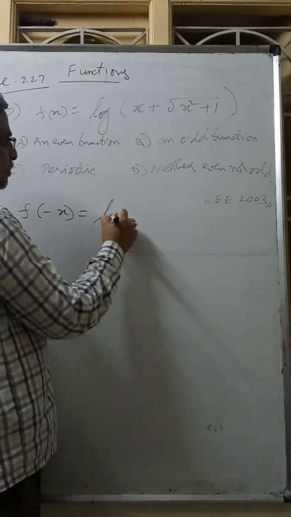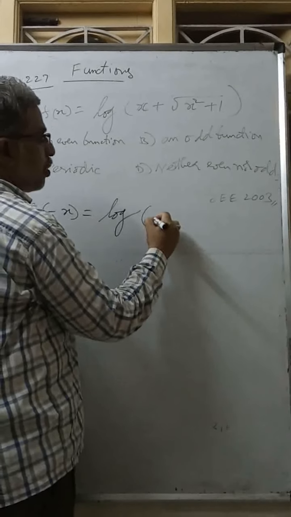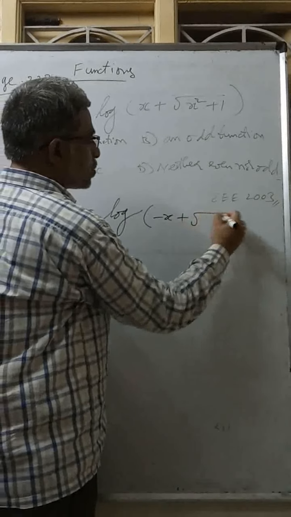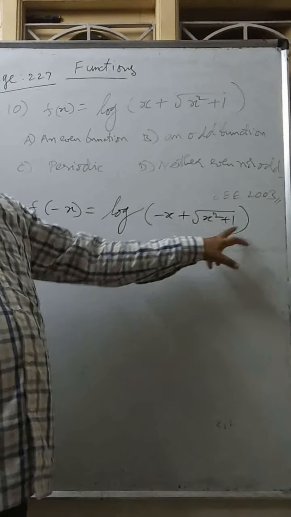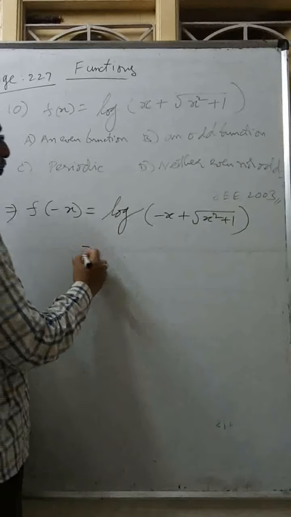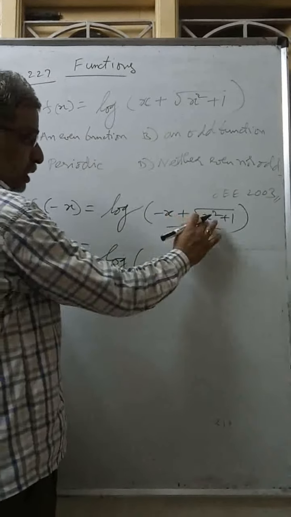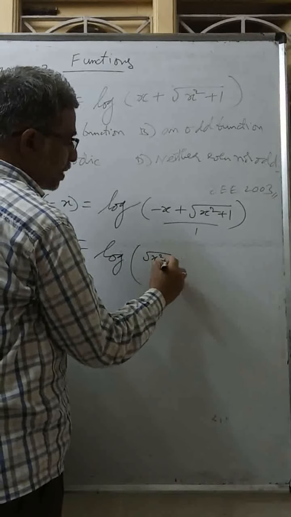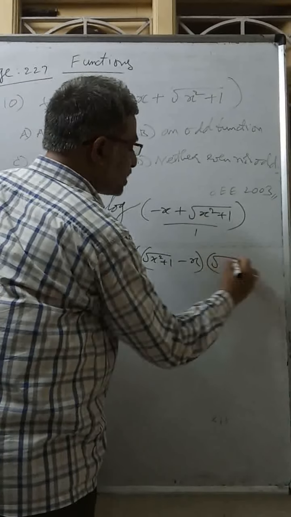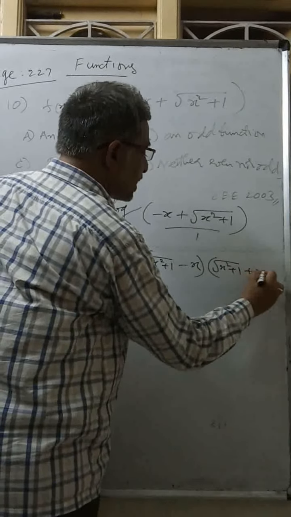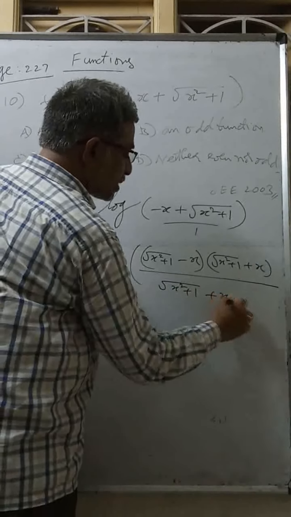f of minus x means wherever x is there, I am substituting minus x. So log of minus x plus root of x square plus 1. This is what I am having. Minus x whole square plus x square only, that's why I wrote x square plus 1. Now if we go for rationalizing this, because root is there, I am rationalizing. So root of x square plus 1 minus x, rationalizing means if it is minus I need to take plus. So I am taking root of x square plus 1 plus x by root of x square plus 1 plus x.